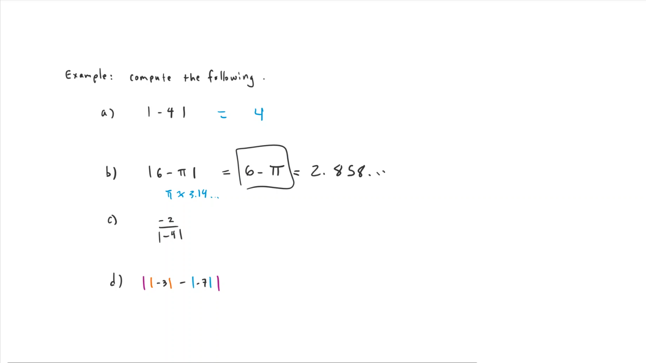How about c? Let's take care of the absolute value first. So we have -2 and the absolute value of -4 is +4. So that gives us -1/2.